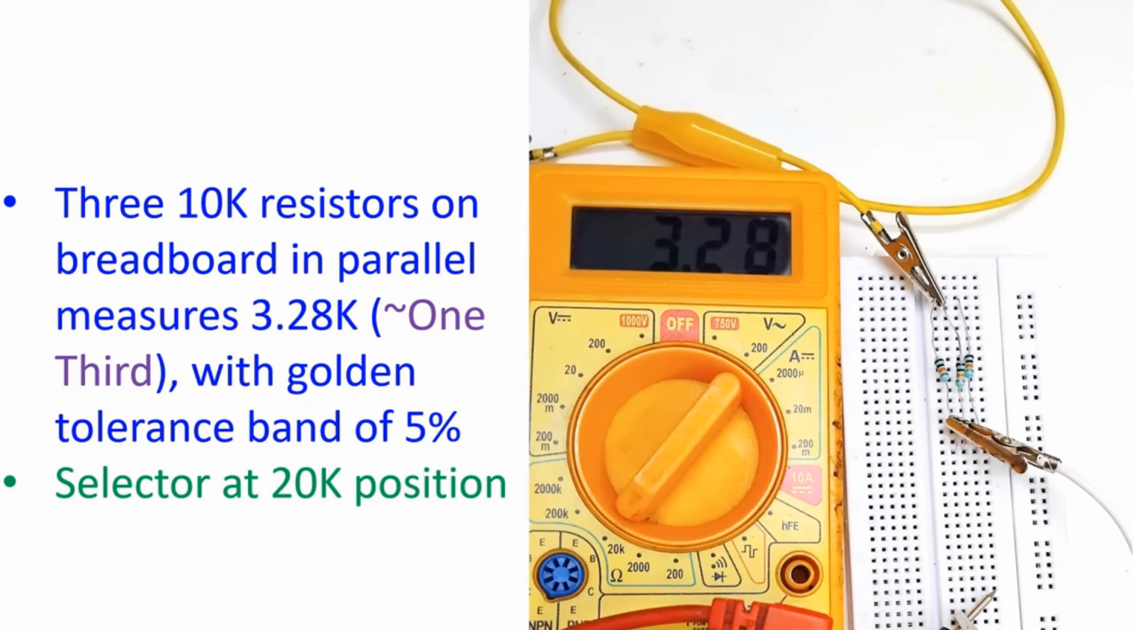Selector at 20K position. Same value of resistors were used for simplifying the calculations so that it is easy to check by mental calculation. If different values are used, it will be more difficult to calculate like that.